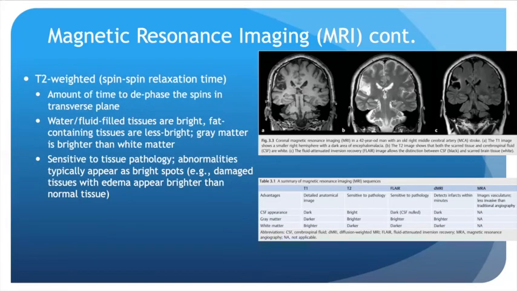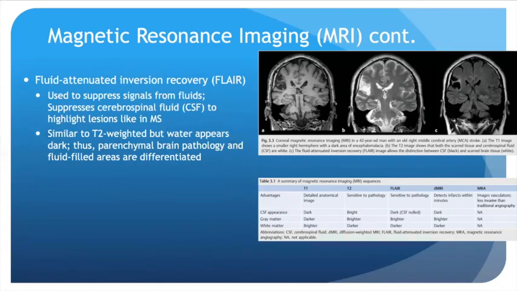T2 weighted MRI indicates the amount of time to dephase the spins in the transverse plane. So water and fluid-filled tissues appear bright, fat appears less bright, and gray matter is brighter than white matter. This is pretty sensitive to tissue pathology, so abnormalities are typically viewed as white spots.